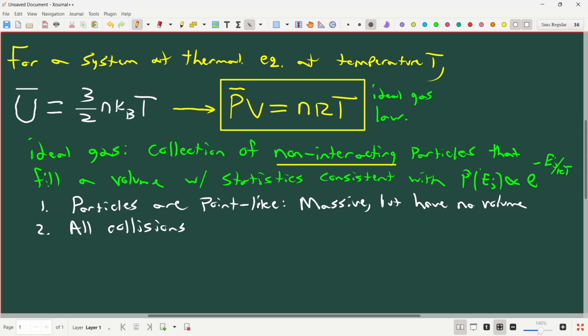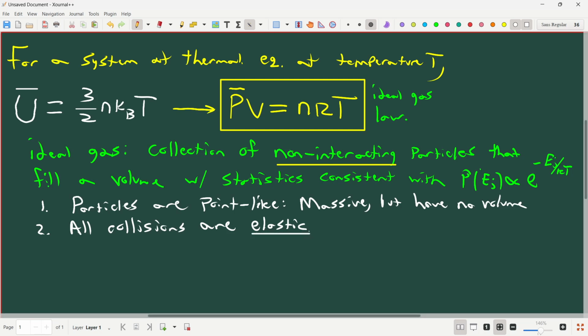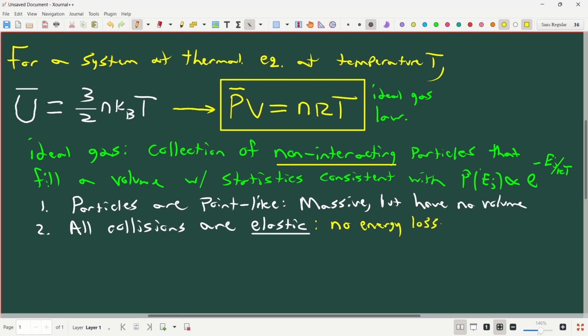So we have to identify what the collisions are, and here we say all the collisions are elastic, right? Which means that they just bounce off each other and no energy change happens. So no energy loss. Okay, so that's kind of like if a car hit another car and they just bounce off each other and move off in opposite directions. There's no explosion, there's no energy loss, nothing. They just bounce off each other like billiard balls.